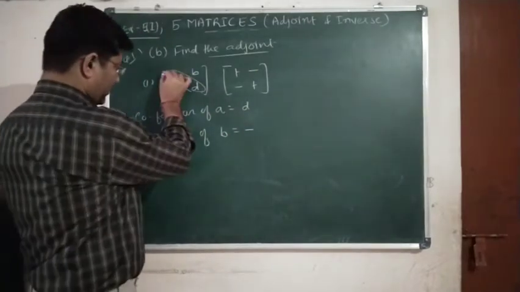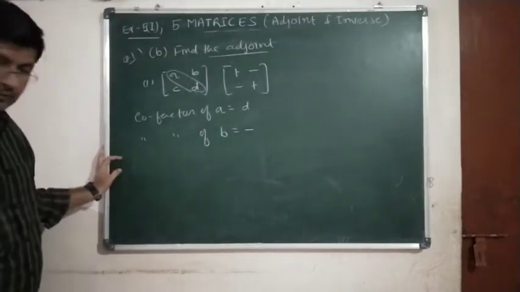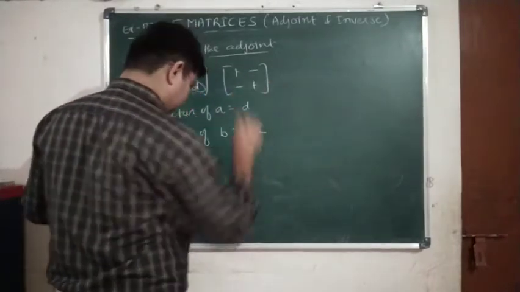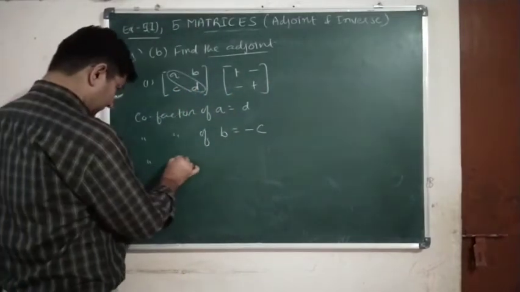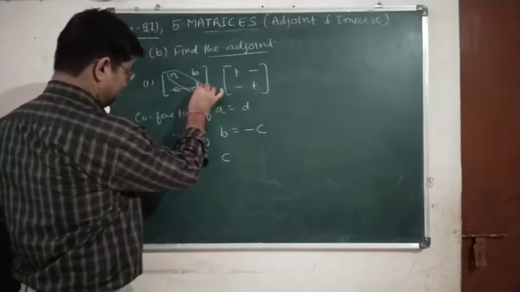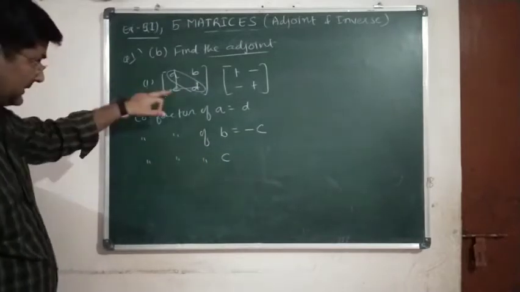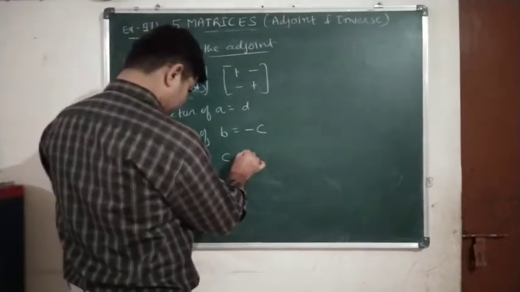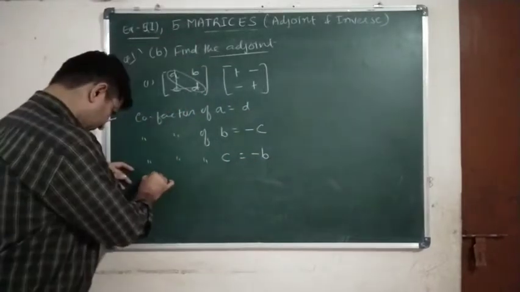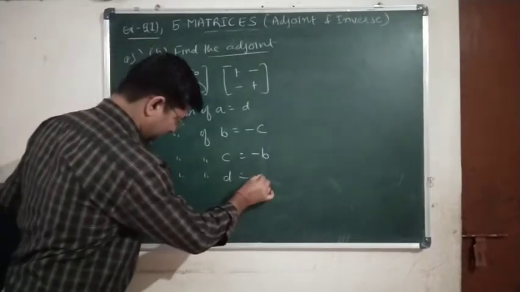What will be the cofactor? We will eliminate the row and the column including B, so we are left with C, but it is minus C because the sign is minus over here. Again, the cofactor of C: let us eliminate the column and the row containing C, so we are left with B. And the sign convention is minus, so minus B. Again, the cofactor of the fourth element D will be A.